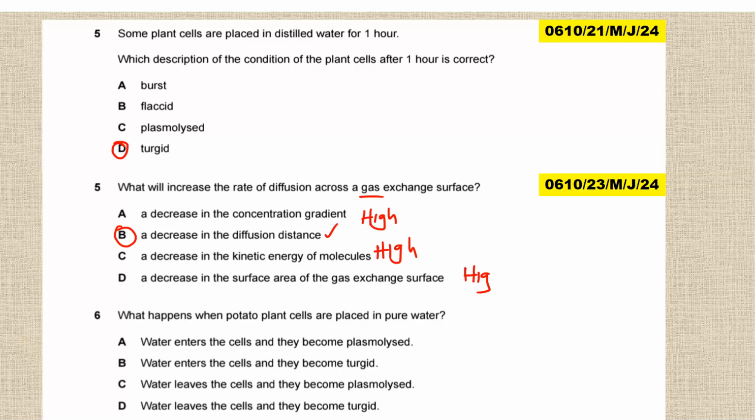This same year, question 6, what happens when the potato plant cells are placed in pure water? When they are placed in pure water, they gain water and become turgid. So water enters the cell and they become turgid. Not leaves. Water enters the cell and becomes plasmolyzed? No. So the answer here is B.